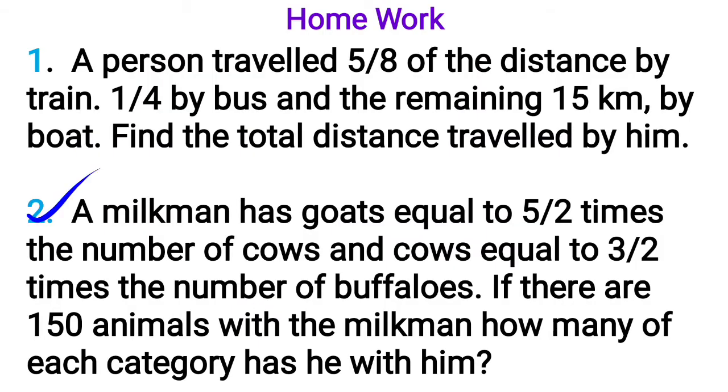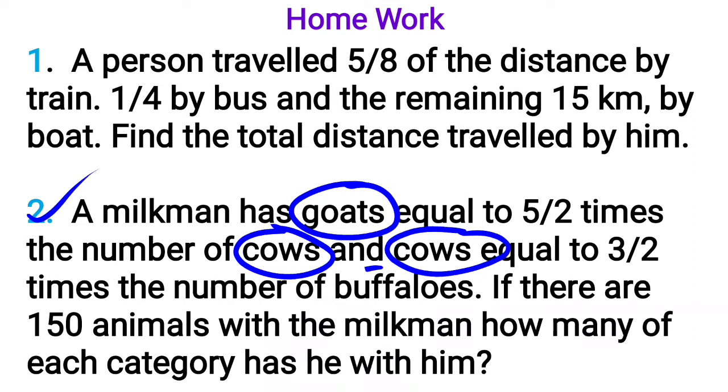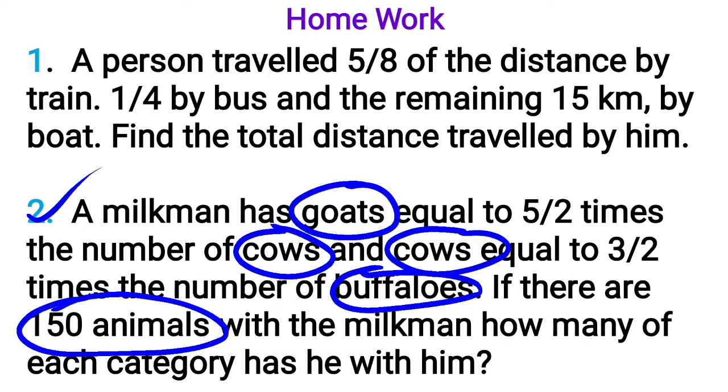Next, second question. A milkman has goats equal to 5 by 2 times the number of cows. See here, goats equal 5 by 2 times the cows, and the cows equal 3 by 2 times the number of buffaloes. If there are 150 animals with the milkman, how many of each category does he have with him?